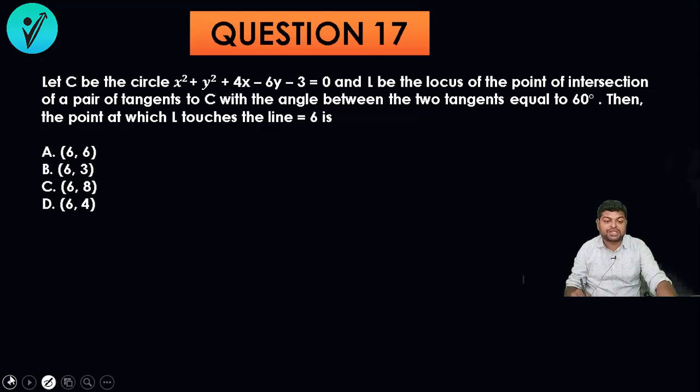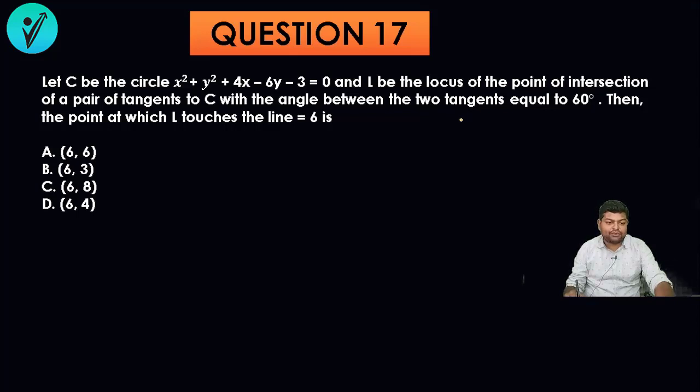Alright, so the next question we have is question number 70. Again, a very good question from the chapter of coordinate geometry. First of all, it is given that the equation of a circle C is x square plus y square plus 4x minus 6y minus 3 equals 0, and L is the locus of the point of intersection of a pair of tangents to C with the angle between the tangents equal to 60 degrees.